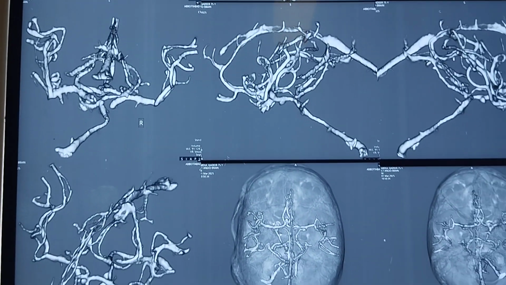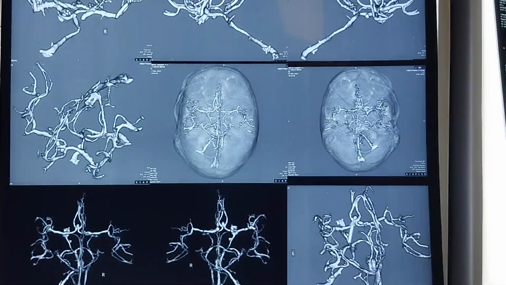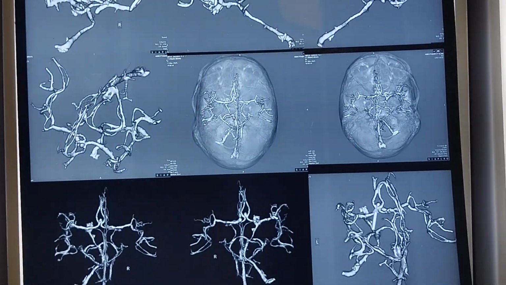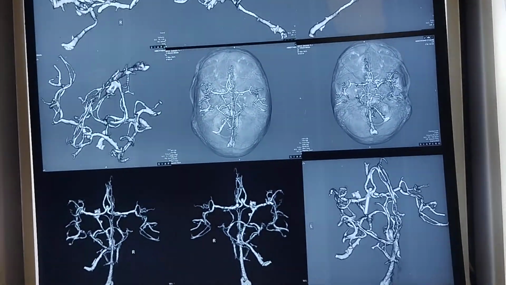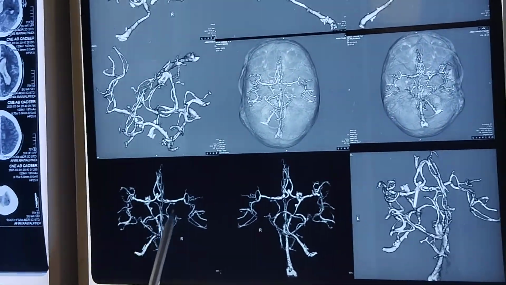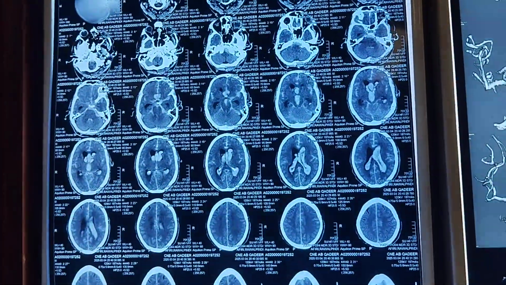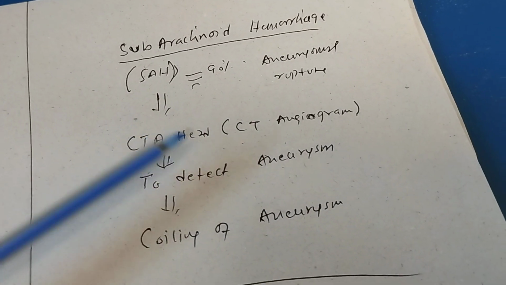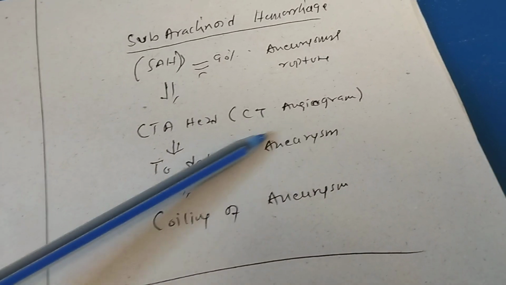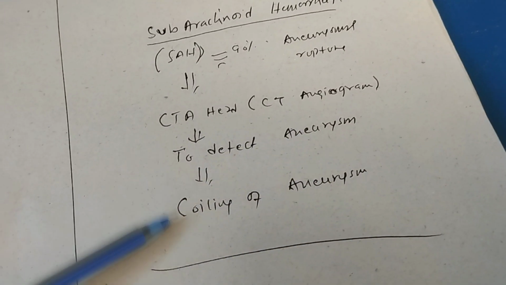Now this aneurysm should be coiled so that we can protect the patient from rebleed. If we don't coil this, the chances of rebleed are very high, and if it rebleeds, the patient could die. The mortality rate is 100%. So when you diagnose subarachnoid hemorrhage on CT brain, the next step is CT angiogram of the head, in which you will detect the aneurysm, and then do coiling of the aneurysm.